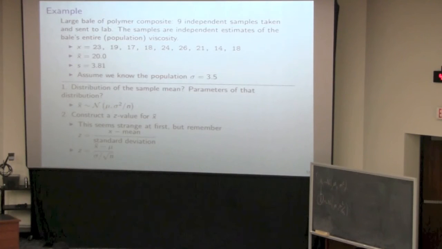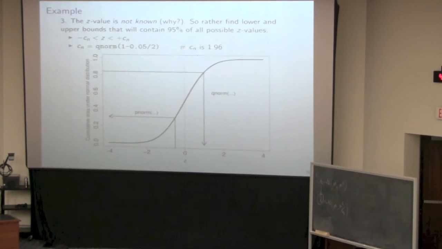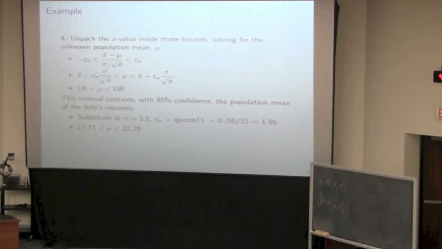Okay, and then if we use that, we can form a z value. There's my standard deviation in the denominator. There's my mean in the numerator. We can unpack that z value. That inequality is known to lie between some lower bound and upper bound. And if I unpack that inequality and expand, I can create a lower bound for mu and an upper bound. And that's been our whole goal conceptually here, to find bounds for mu.